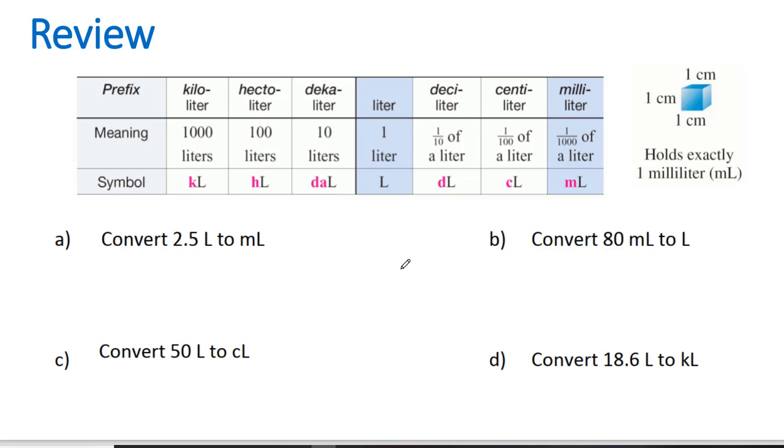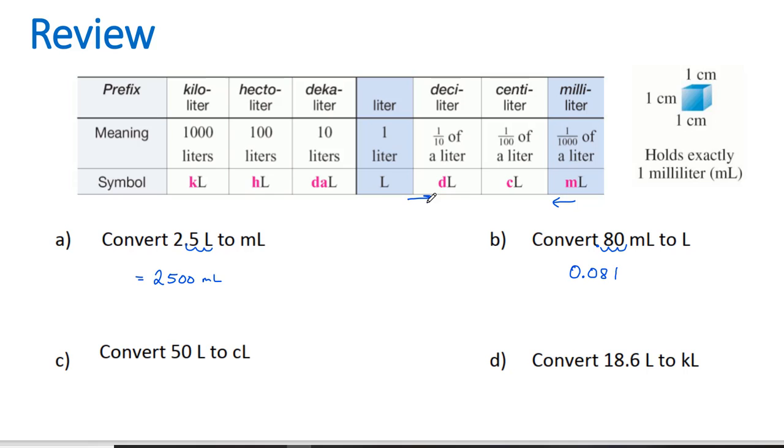We'll continue converting with metric. This time we're converting volume. So we're going from 2.5 liters to milliliters. We're going to the right 3 decimal places. So this means we're going to be adding 2 zeros, 2,500 milliliters. For B, we're going the other way. We're going milliliters to liters, 3 decimal places. So we'll go back and we'll add 1 0 before the decimal. So this will be 0.08, and you can drop that last 0 so 0.08 liters.